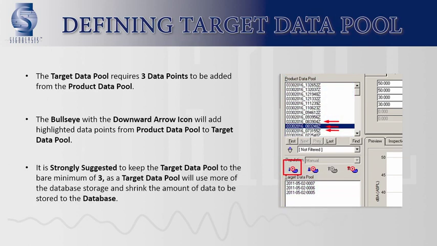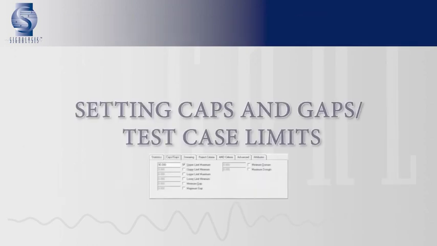It is strongly suggested to keep the target data pool to the bare minimum of 3, as a target data pool will use more of the database storage and shrink the amount of data to be stored on the database. Caps and gaps are used to define tolerance limits for test cases.